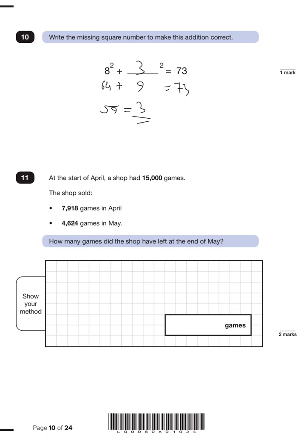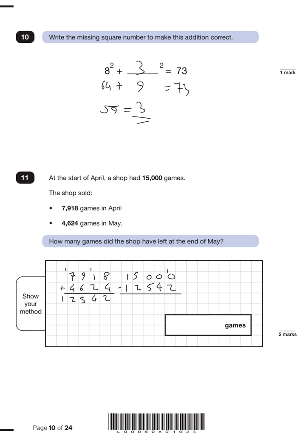So 7,918 plus 4,624 for how many they sold. 8 plus 4 is 12. 1, 2, 3, 4. 9 plus 6, 15. 8 and 4, 12. Now I do 15,000, subtract the 12,542.